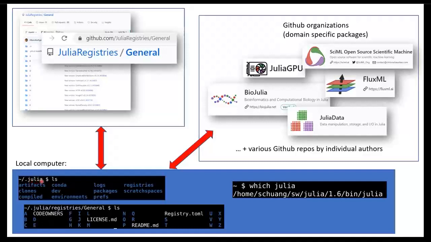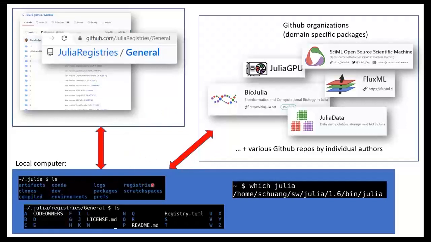Under this .julia directory, there are a bunch of other subdirectories. One of the subdirectories is registries. And under the registry directory, if you go there, you will see it is a copy of the central general registry. Here you also see a bunch of subdirectories, A, B, C, D, E, F. These are actually copies of the A, B, C, D subdirectories from the master repository.